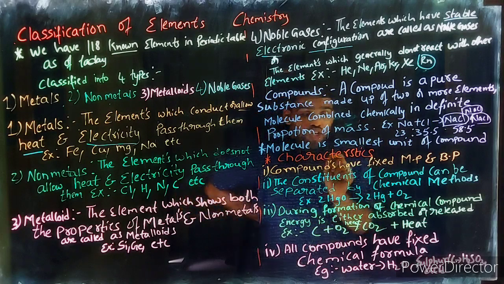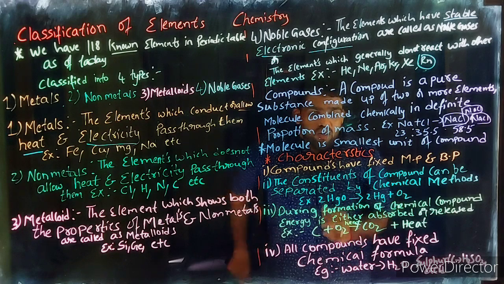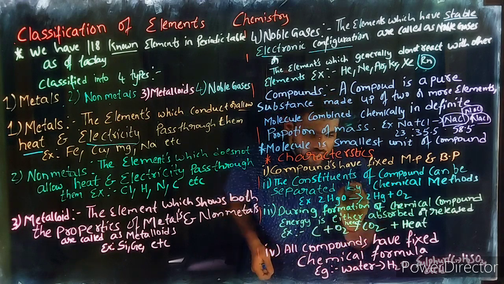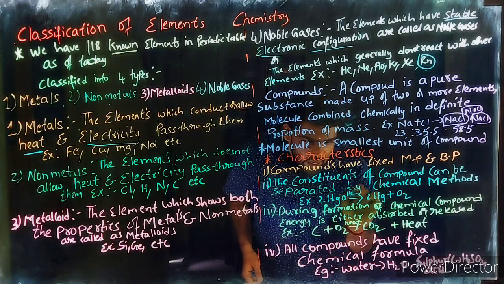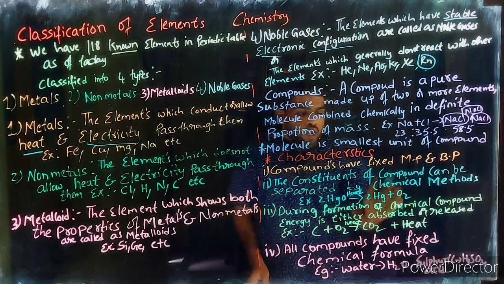Similarly, the constituents of compounds can be separated by chemical methods only. For example, mercury oxide is a compound. You have to separate mercury and oxygen. What should you do? You should heat it. Heating is a chemical method. By a physical method you cannot separate mercury and oxygen.